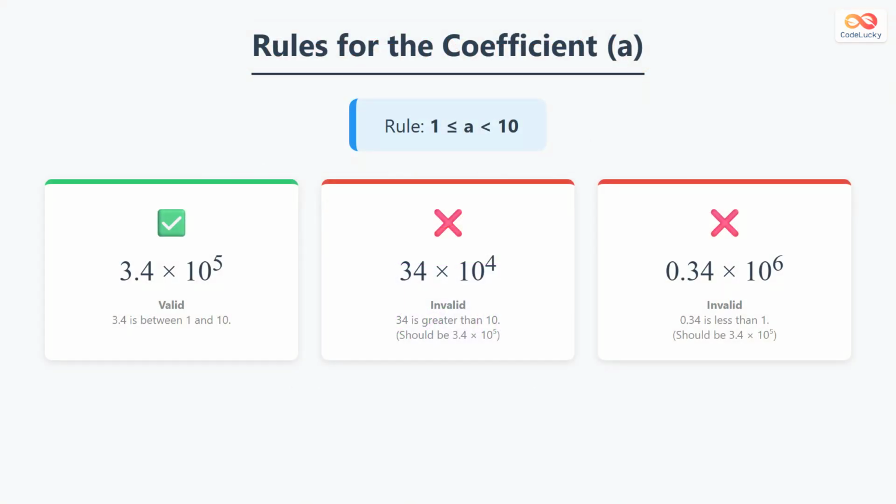A common mistake is writing the first number incorrectly. Remember, the coefficient a must be between 1 and 10. 3.4 times 10 to the 5th is correct. 34 times 10 to the 4th is incorrect because 34 is too big. 0.34 times 10 to the 6th is also incorrect because 0.34 is less than 1.